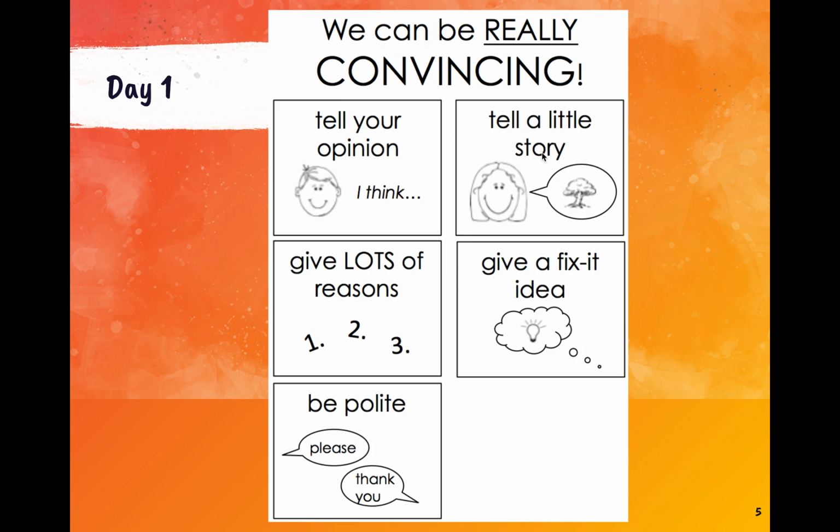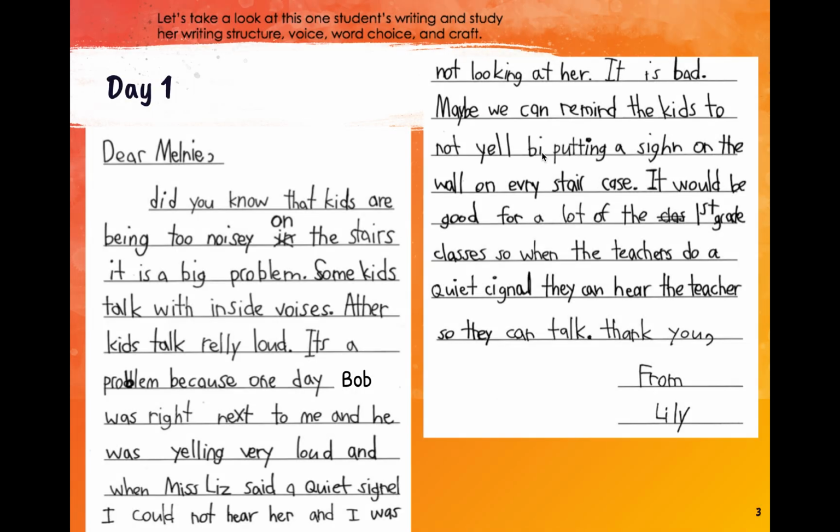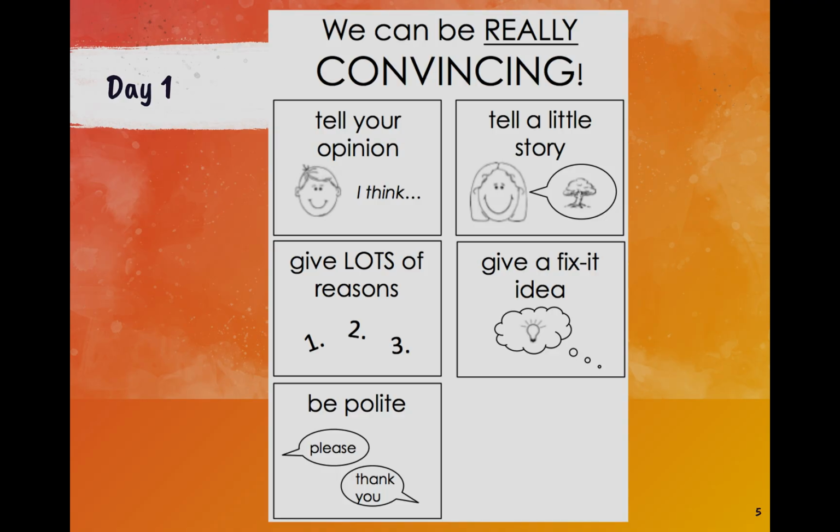As you can tell, back in Lily's letter, Lily told a little story about what's happening with Bob, about how Bob was being very noisy and it makes it difficult for her to listen to the instructions in school. So you guys can tell a little story and explain why that's important to you. The third one is give lots of reasons, making sure you're giving reason number 1, reason number 2, reason number 3. You want to be as convincing as possible, so you need to provide a lot of reasons. Why should they listen to you?